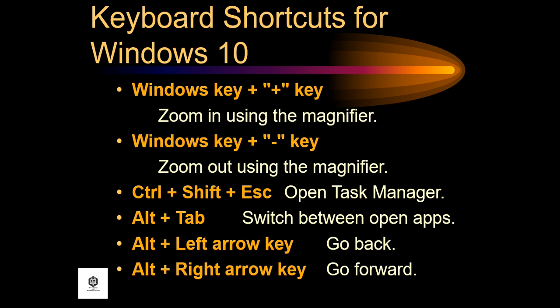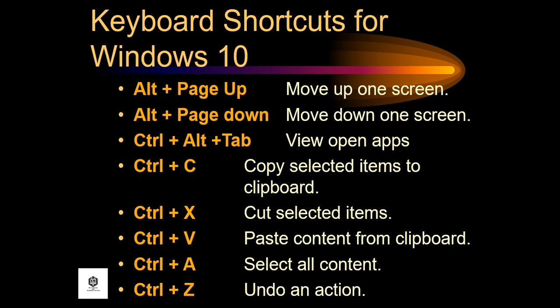Ctrl Shift Escape, open Task Manager. Alt Tab, switch between open apps. Alt left arrow key, go back. Alt right arrow key, go forward. Alt Page Up, move up one screen. Alt Page Down, move down one screen. Ctrl Alt Tab, view open apps.